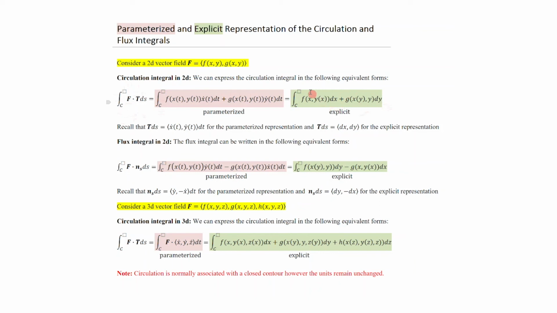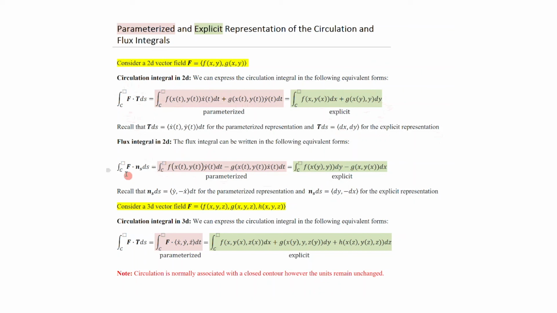So this is the correct way of writing out this integral in explicit form for the 2D case. Again, just recall that TDS was this expression for the parameterized representation, and it was equal to dx dy for the explicit representation. All right, what about the flux integral in 2D?